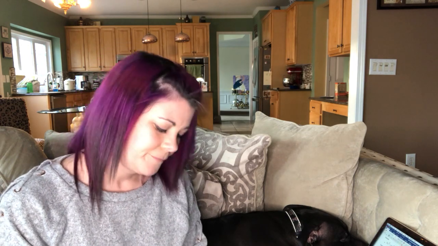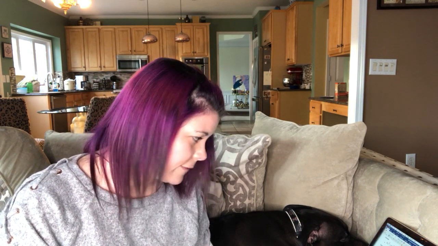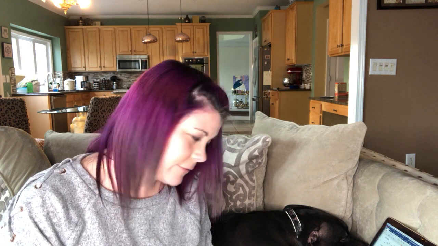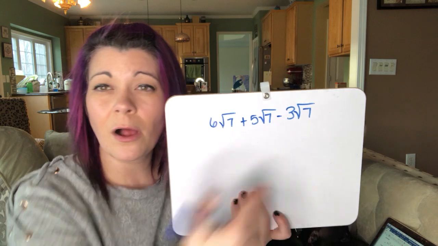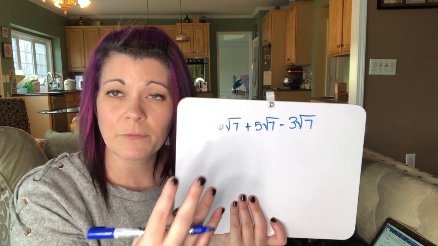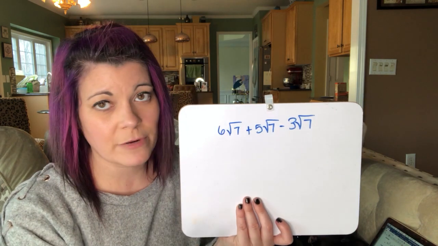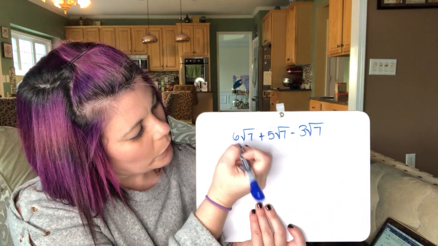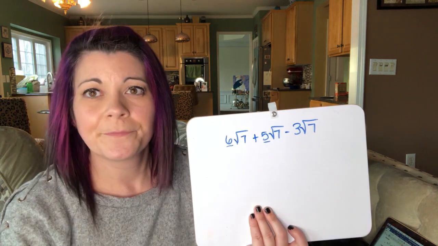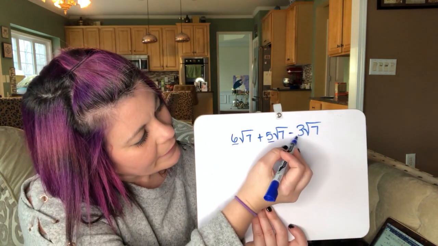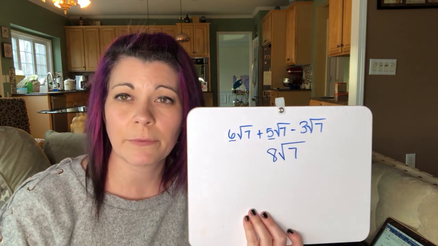So now let's say, for example, we have 6 square root of 7 plus 5 square root of 7 minus 3 square root of 7. If we notice, we can combine all of these because they all have the same radical of square root of 7. So now we just need to follow PEMDAS, so we need to do it from left to right since it's addition and subtraction. So we do 6 plus 5, which is 11, and then 11 minus 3, which is 8. So we have 8, and then we just take that same radical that they have in common with us, 8 square root of 7.